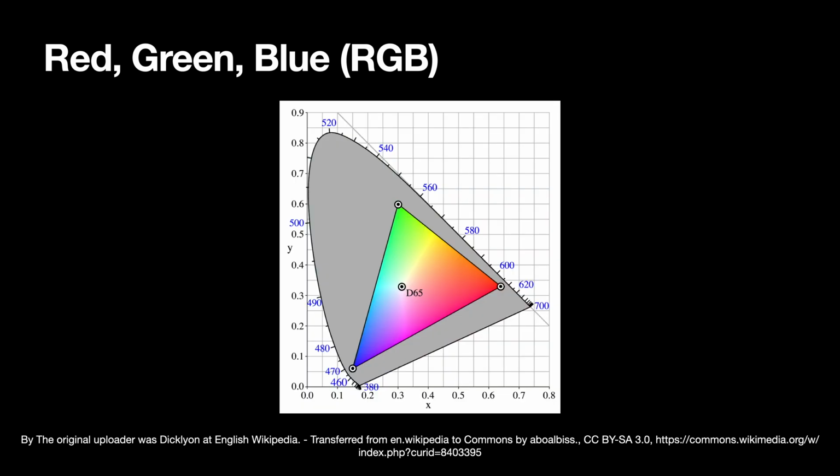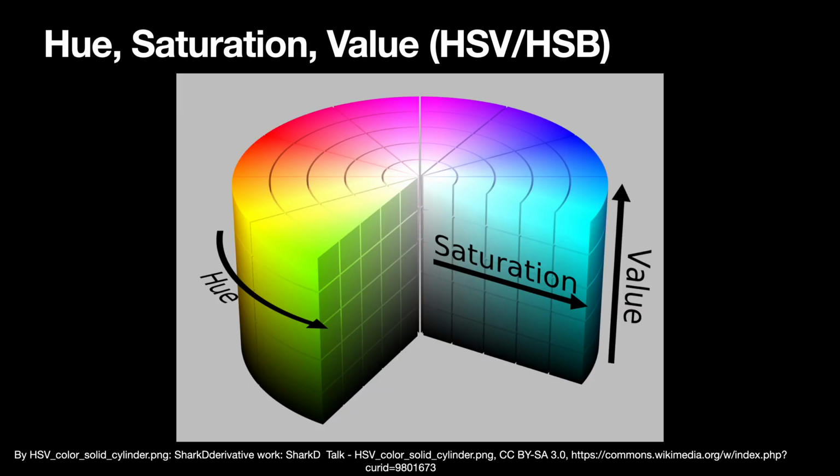But what's really interesting is that it's actually impossible to represent the full range of colours that we can see using RGB. Hue saturation value and hue saturation brightness. Confusingly, these are exactly the same, so I'll just call it HSV from now on. This can be a really useful colour space, particularly if you're interested in the colour of each pixel.